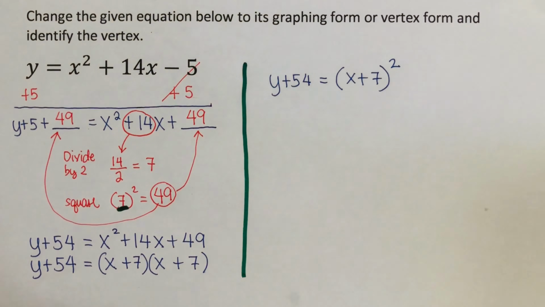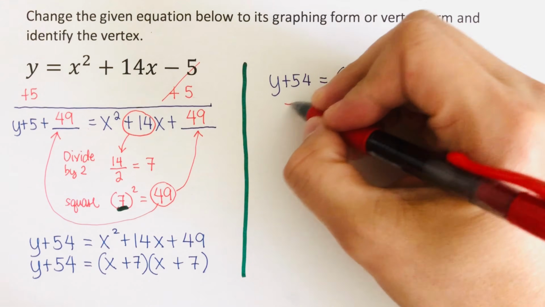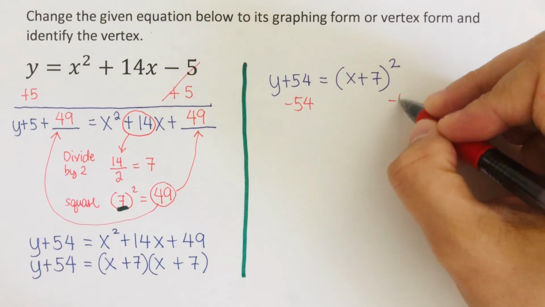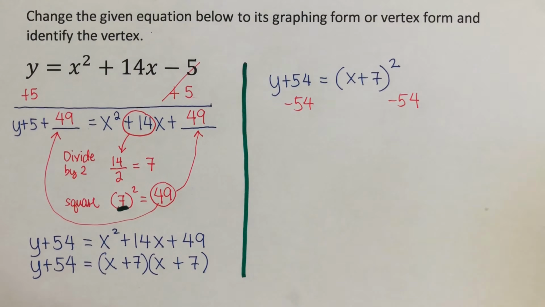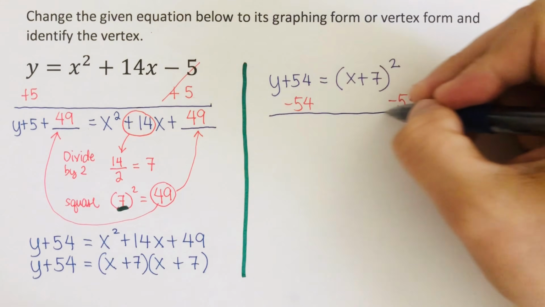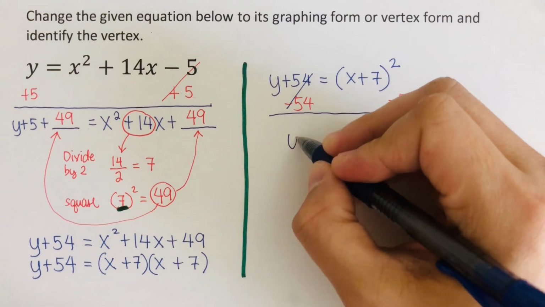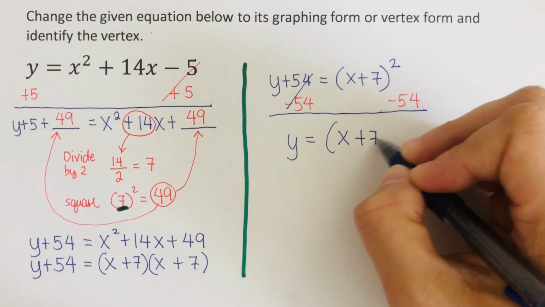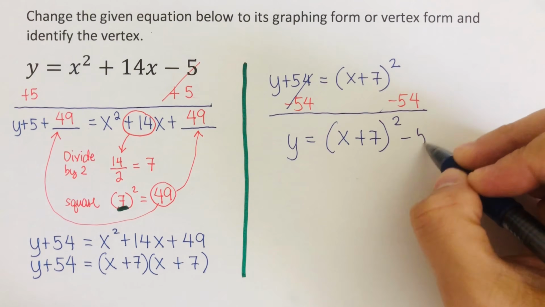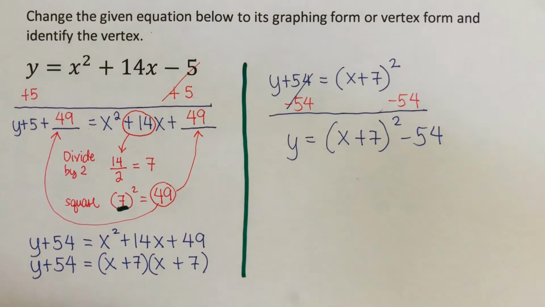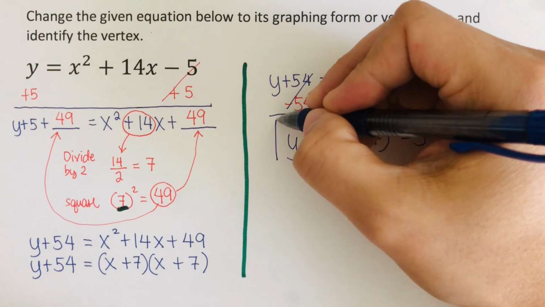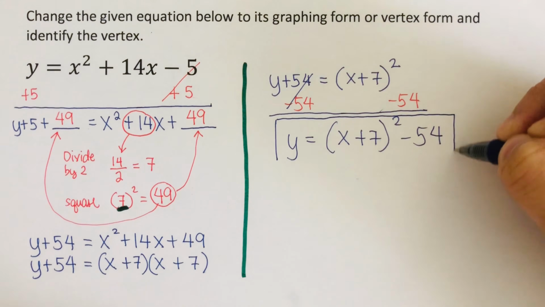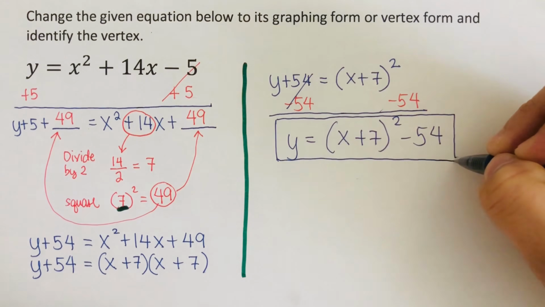And so from here, I am going to subtract 54 from both sides, minus 54. So then we can cross the 54 out. And so we are left with y equals x plus 7 squared minus 54. At this time, we already have the graphing form or the vertex form, and so we can already identify the vertex.